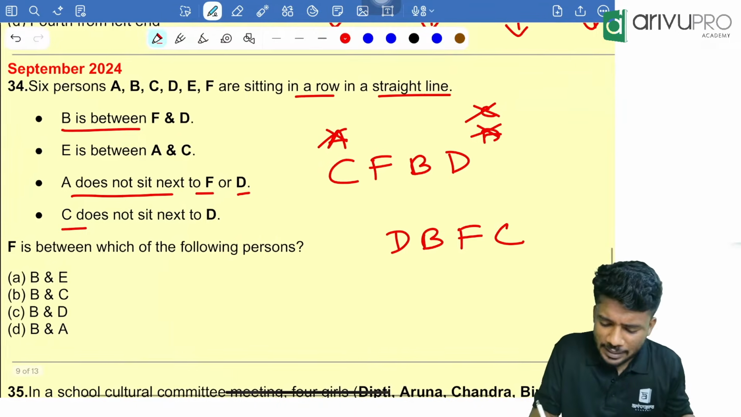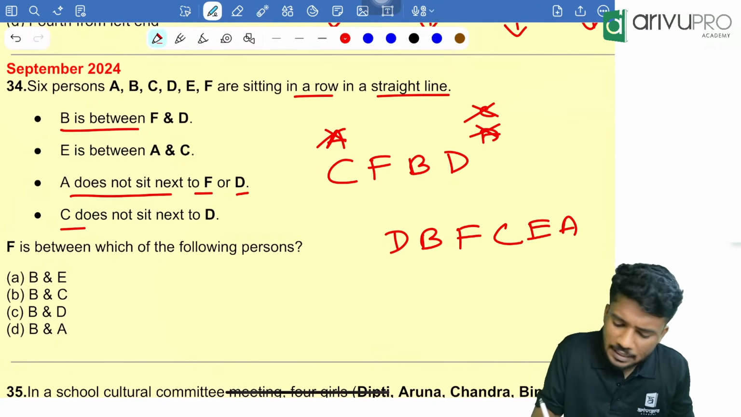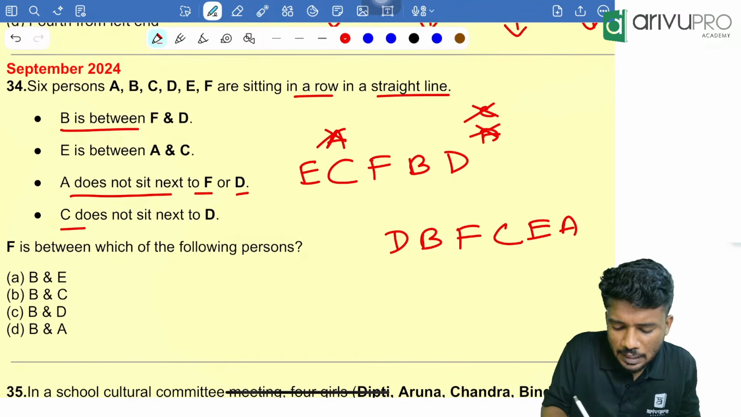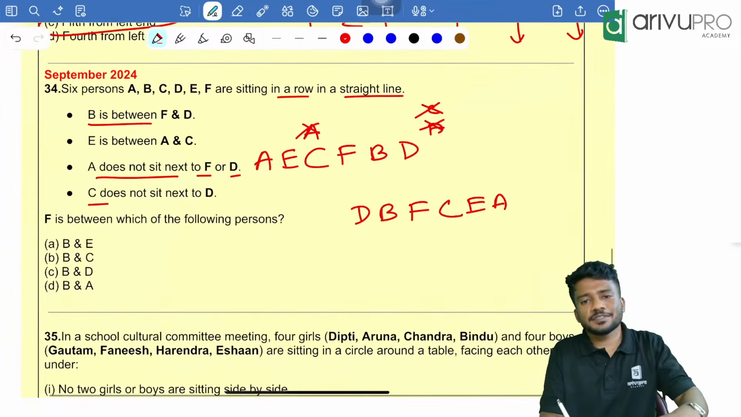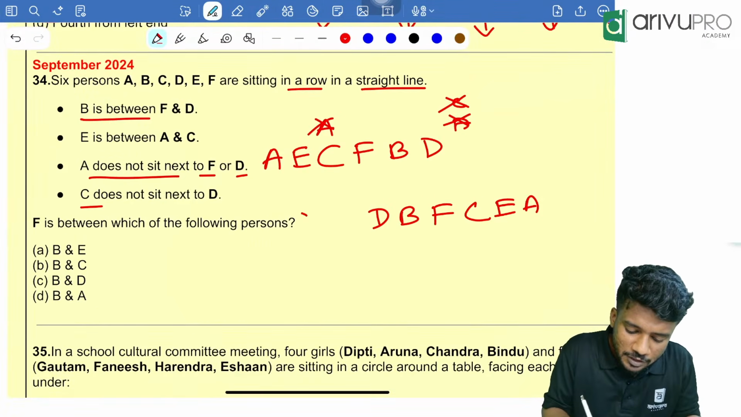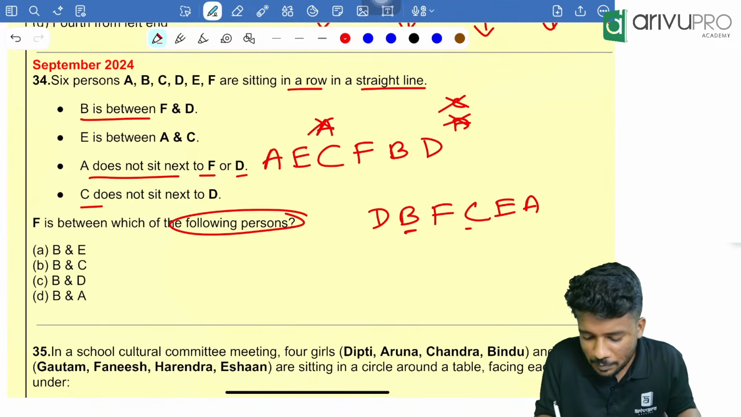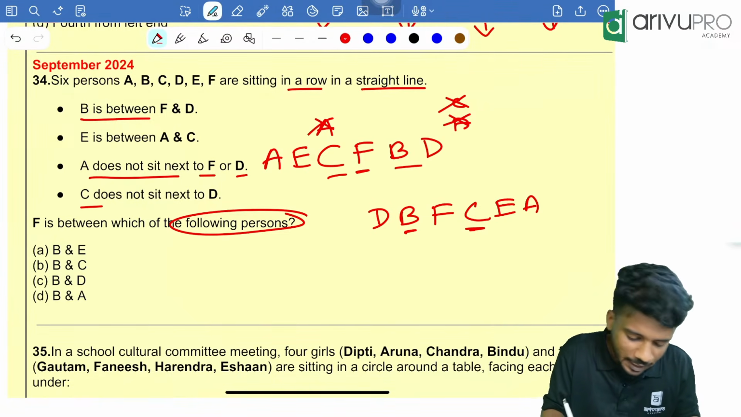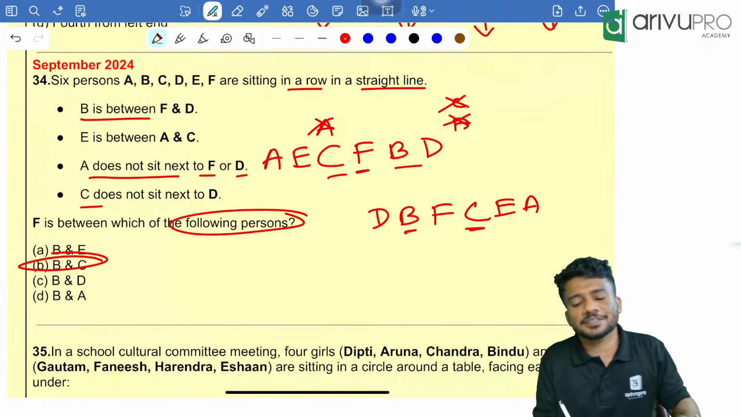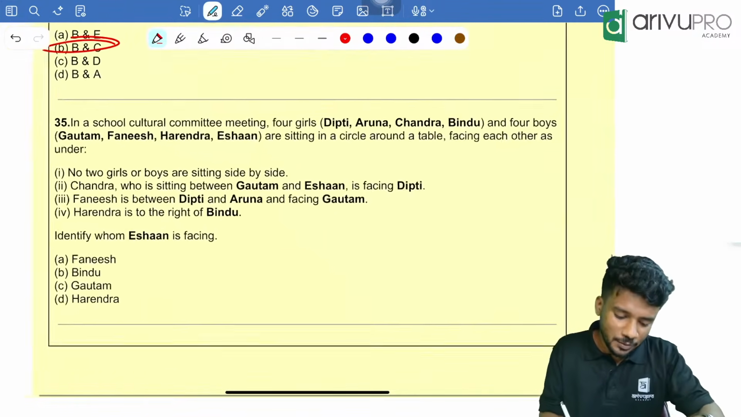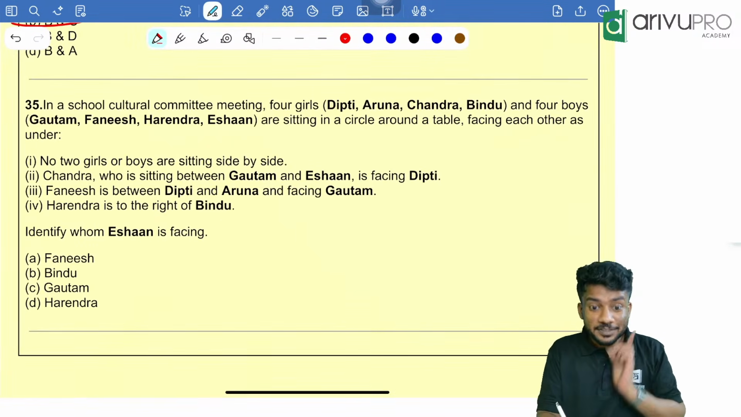Then what we know? E is between A and C. Anyway, both ways the answer will be the same. F is between which of the following persons? F is between B and C. Option B is your answer. Got it? Next one.